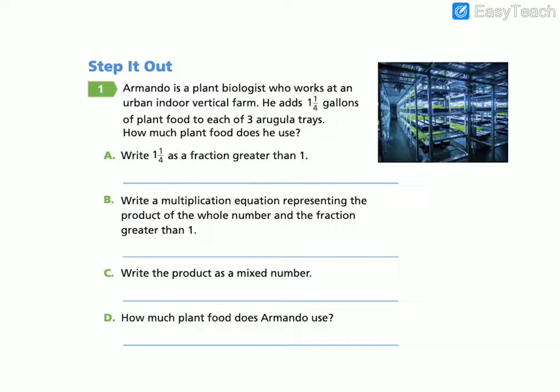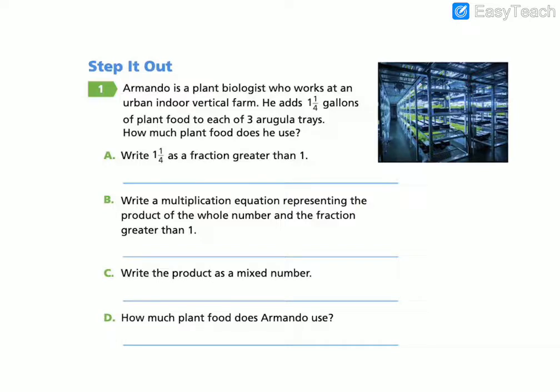Armando is a plant biologist who works on an urban indoor vertical farm. He adds 1 1/4 gallons of plant food to each of the 3 arugula trays. How much plant food does he use? Okay, this is what an urban indoor vertical farm means. It just means that they're growing inside of a room.